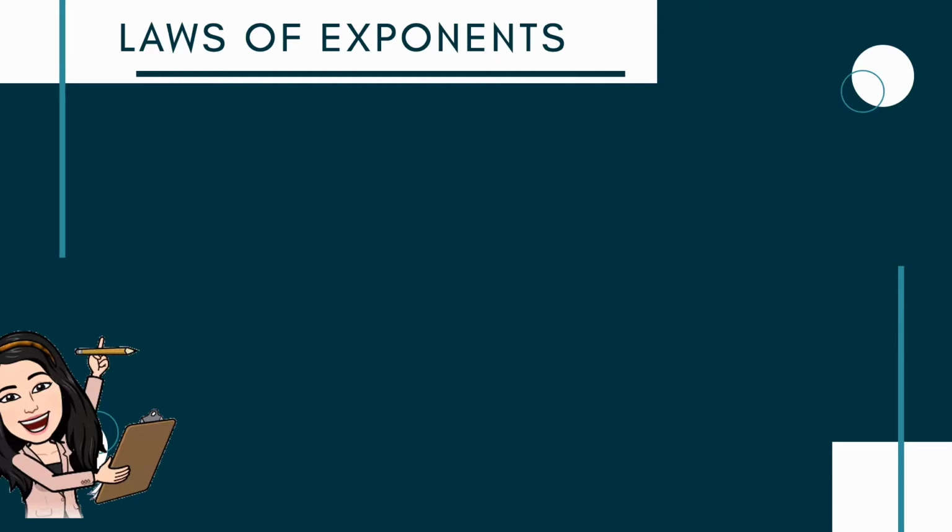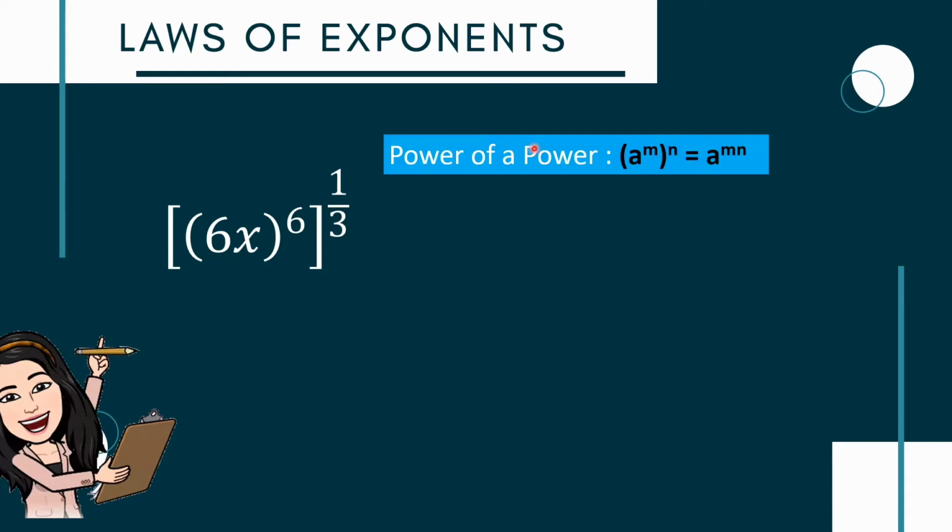Let us proceed to another example. Suppose that our expression is equal to 6x raised to 6, raised to the power of 1/3. Here, it is a power raised to another power. This is an example of the power rule, in which we need to multiply the exponents. So this will become 6x raised to 6/3. How did it become 6/3? We multiplied 6 times 1/3. When multiplying fractions, it is numerator to numerator and denominator to denominator. Our 6 is a whole number, so it has a denominator of 1. So the numerator is 6 times 1 is 6, and the denominator 1 times 3 is 3. That is why it became 6 over 3.